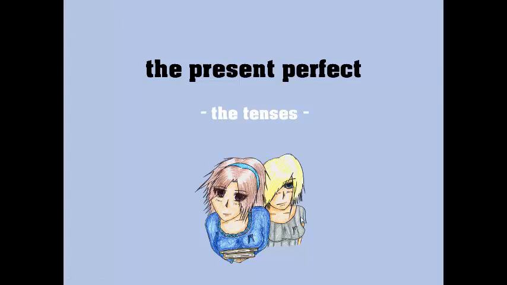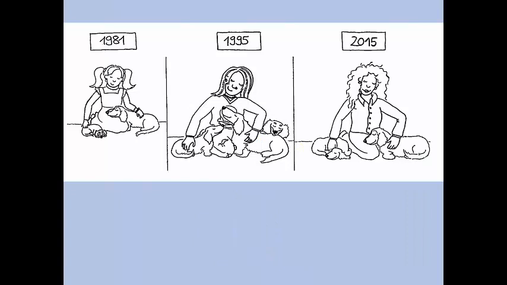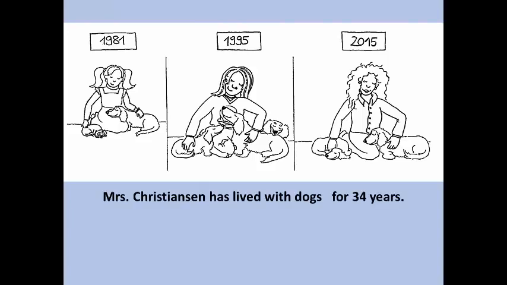Okay, so today let's take a look at one of the basic tenses in the English language. That is the present perfect. Let's take a look at an example. Mrs. Christiansen has lived with dogs for 34 years. So here we have got a verb form, has lived, and that is the present perfect.